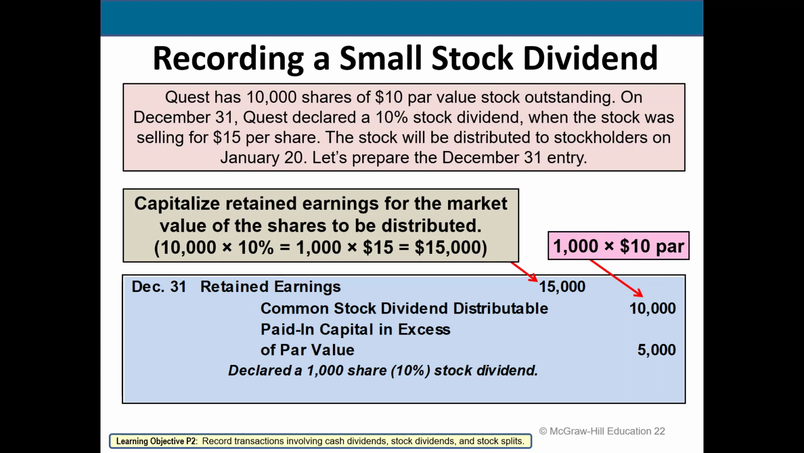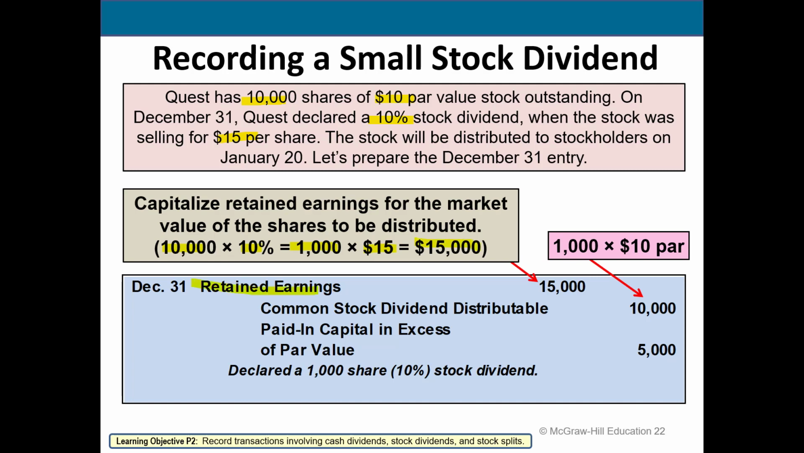The first example shows a small stock dividend. A small stock dividend is recorded at the market value of the shares. So here they had 10,000 shares, $10 par value. They're issuing a 10% stock dividend, and the market price is $15. So how many shares did they issue? 10,000 times 10%, that means they issued 1,000 shares, and we multiply that by the market rate to get 15,000.